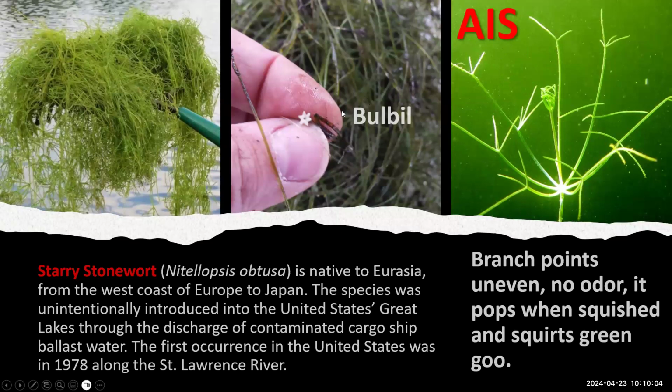And the most telling indicator, if you've got starry stonewort, is that starry stonewort makes a bulbil. It looks like a star, and nothing else does this. So if you see that star-shaped bulbil, you know you have starry stonewort.